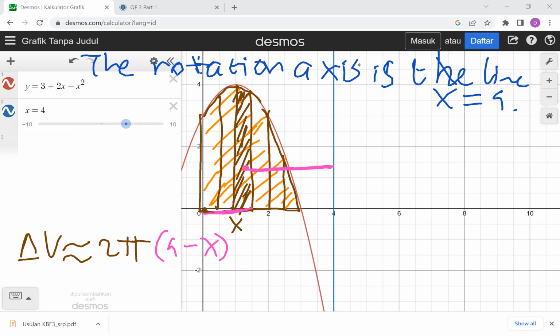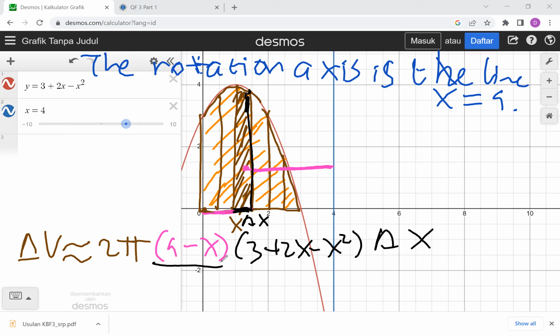And then multiply by what is the height? The height of the slices? 3 plus 2x minus x squared. And then what is the thickness? Delta x. As always, delta x. Okay, so this is the important one.